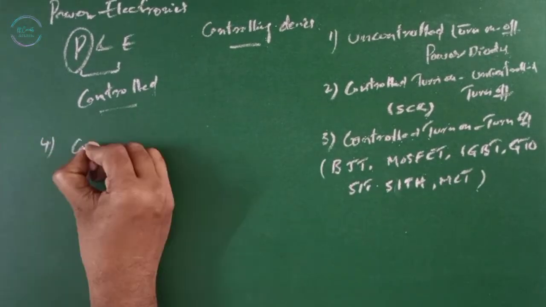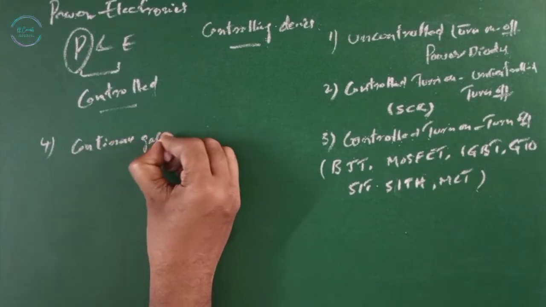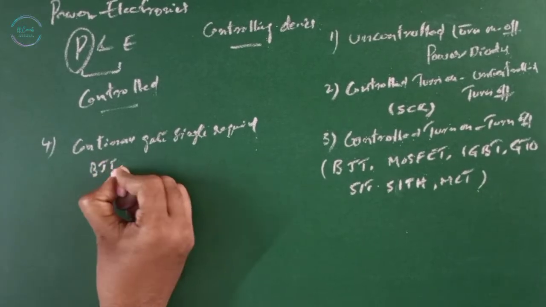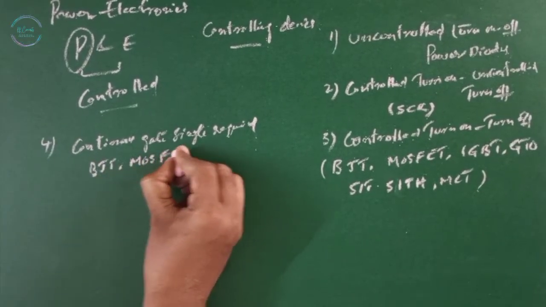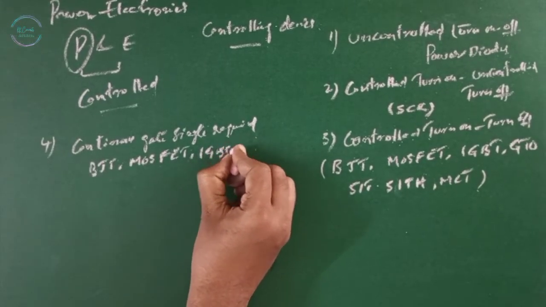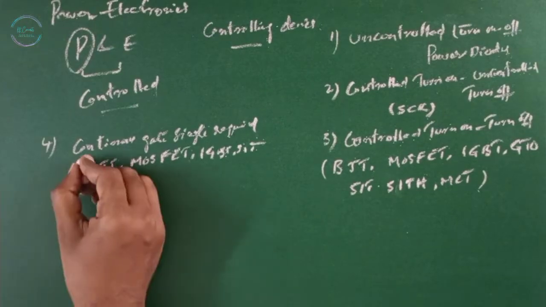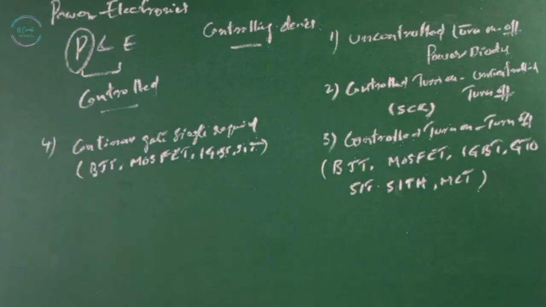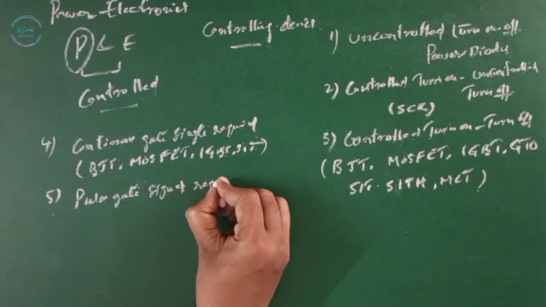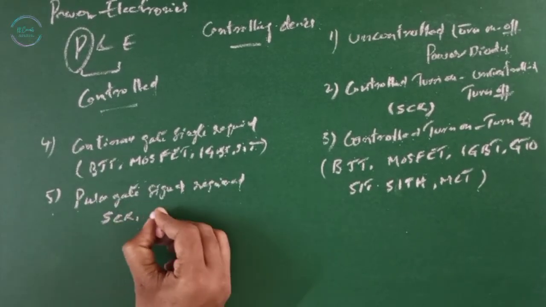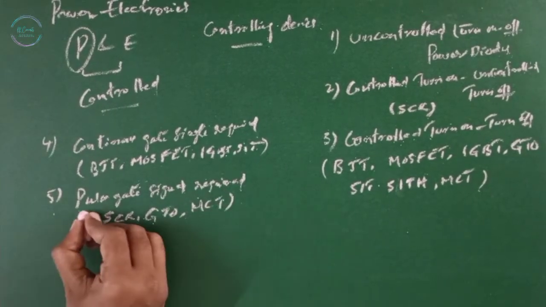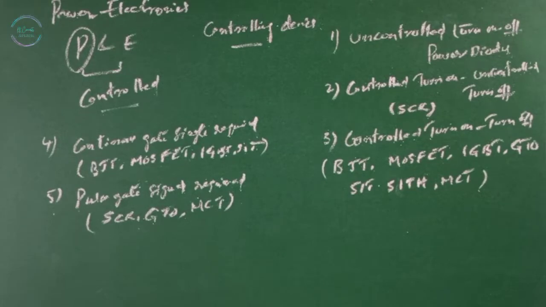The fourth one is continuous gate signal requirement. For BJT, MOSFET, IGBT and SIT, we require a continuous gate signal. And the fifth one, pulse gate signal required. That is SCR, GTO and MCT. For these devices, we require a pulse gate signal to turn on the device.